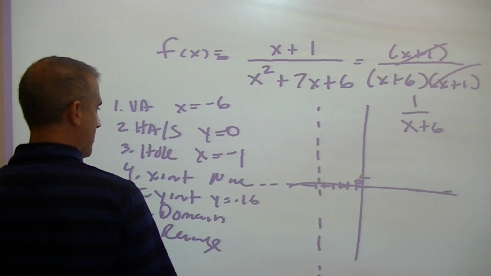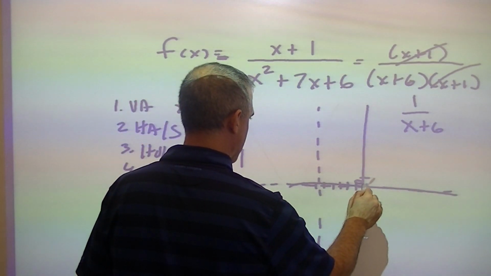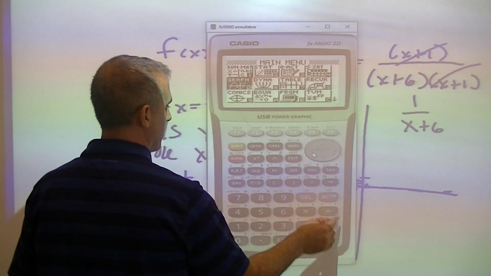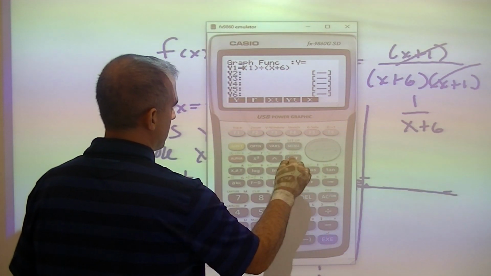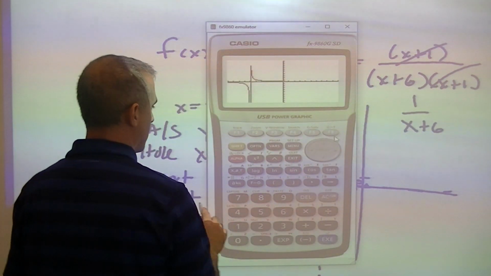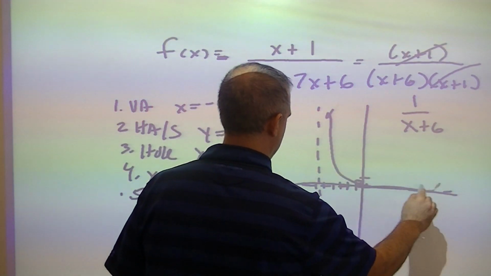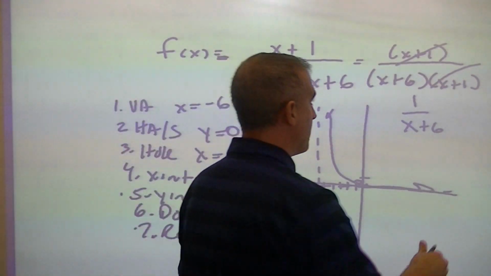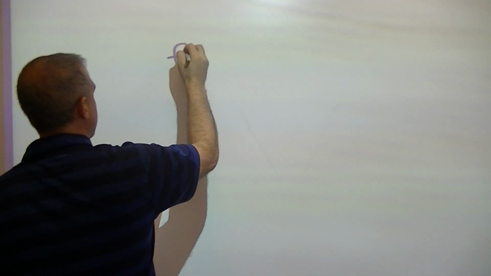Okay. Y-intercept at 0.16. So if you look at the curves, it goes a little bit like that. Okay. All right, let's move on to a couple other examples. Let's say I had something like this.